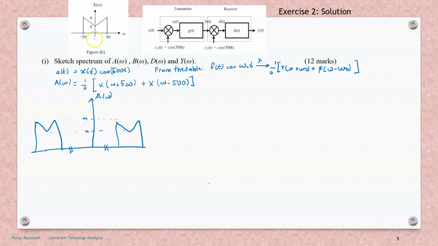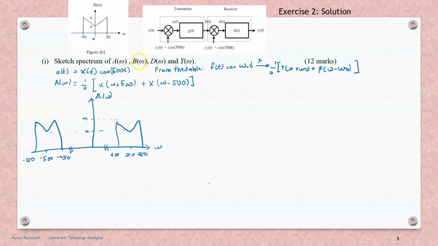If the origin here is 0, then this one should be negative 500 and this one should be 500. Make sure you label the x and y axis as well. And this is 450, this is 550, this is negative 550 and this is negative 450. Okay, so now you have answered question 1 for A omega.